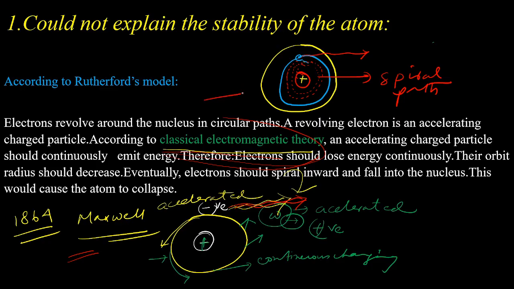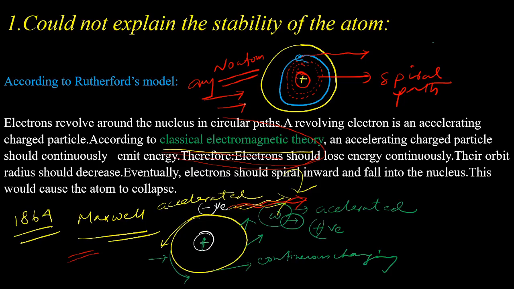So if this becomes true, that means if the electrons within the atom rotate around the nucleus in any circular path and they are releasing energy continuously, then the stability of the atom would collapse. That means no atom in this universe would have been stable if they followed Rutherford's atomic model.